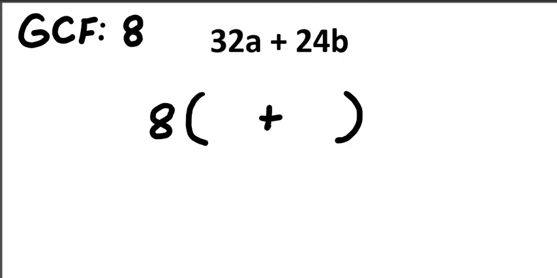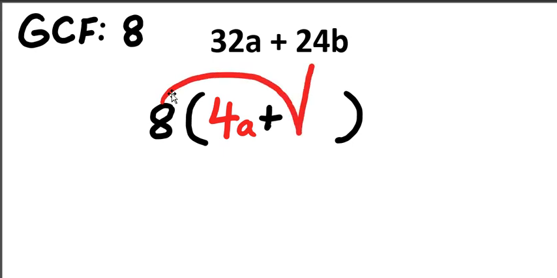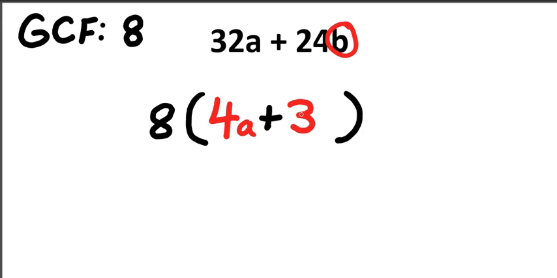So let's take it a piece at a time. 8 times what is 32? Well, I know that 8 times 4 is 32. So I'm going to put a 4 there, and because there's a letter A there, I'm going to drop it down right there. And then I'm going to do the same thing over here. 8 times what is 24? Well, I know that 8 times 3 is 24. So I'm going to put my 3 there. And because I got a B here, I'm going to drop a B down right there.